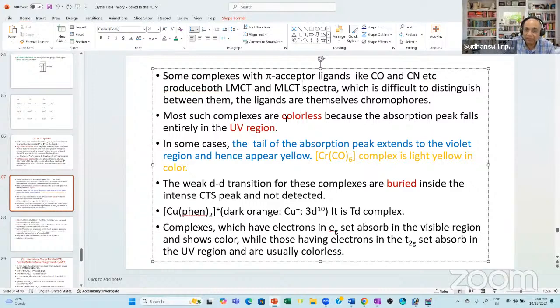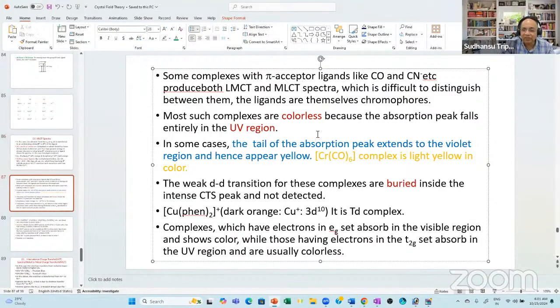Most such complexes are colorless because the absorption peaks fall entirely in the UV region. But some of them, like hexacarbonyl chromium(0), are light yellow, and most of the cyanide complexes are colorless, but some of them are light yellow because the MLCT or both give a huge peak. That could be both due to MLCT and LMCT, and if it is protruding towards the violet region, then it looks yellow.